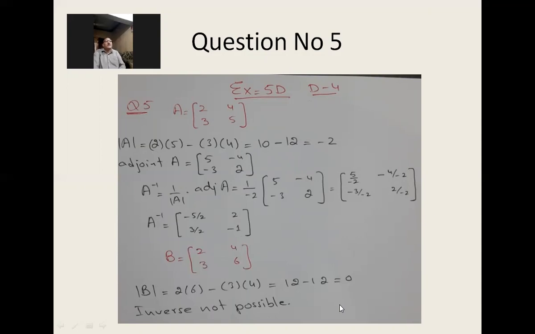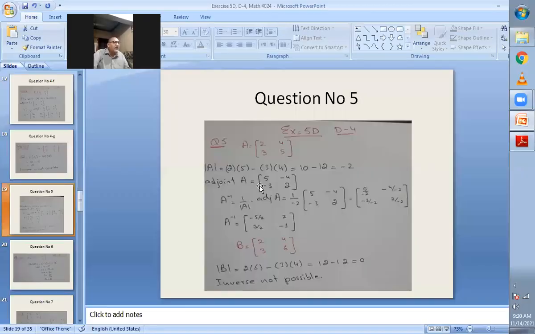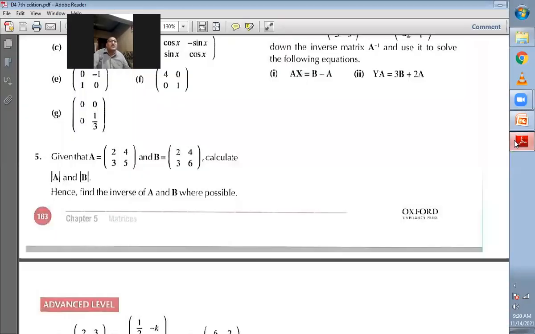Any matrix whose determinant is 0, we call it a singular matrix. And a singular matrix doesn't have an inverse. So its inverse is not possible. So this is how you will do question number 5. Hopefully you have understood how we found the determinant, how we found the adjoint of that matrix, and how we found the inverse of that matrix. Okay, so let's go to the next question.